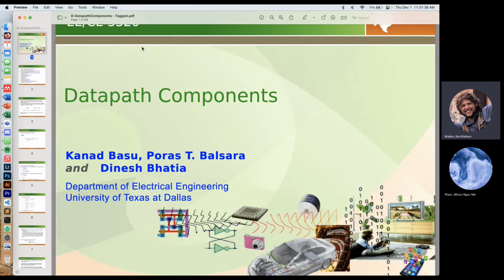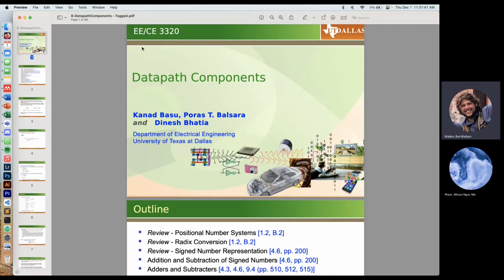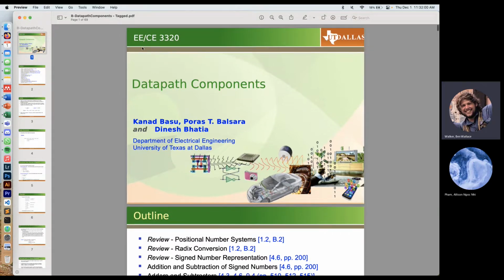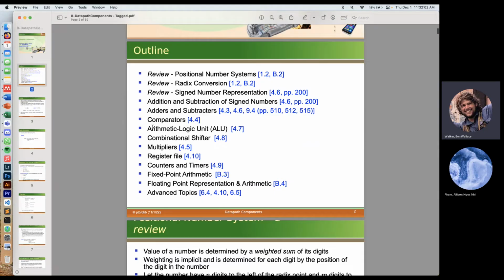I'm going to be doing a test review section on chapters or presentations 8 and 9 for Dr. Bossi's class. The plan for today, I'm going to go over the slides, and I've also curated some example problems which I made up for this that we'll look at after I'm done reviewing the content he's prepared for you guys. So chapter 8 is on data path components.